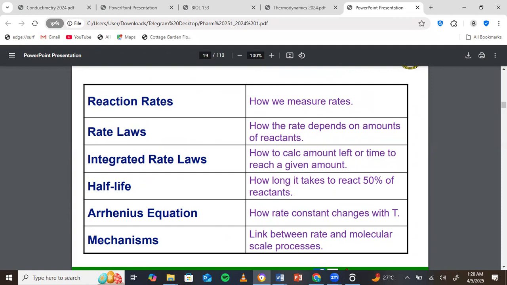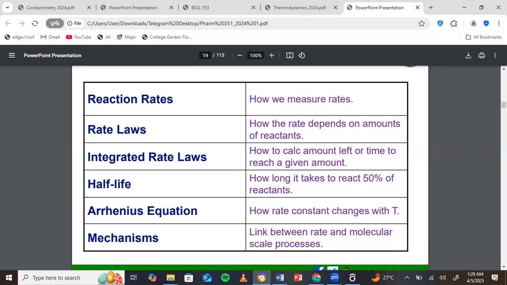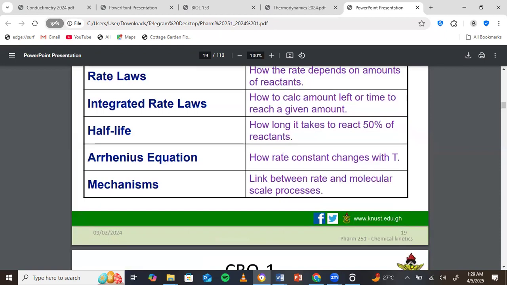Now, the rate laws help us measure how the concentration of reactants affects the rate, or how the amount of reactants affects the rate of reaction, right? If we look at the integrated rate laws, they help us to calculate the amount left or the time taken to reach a particular amount, right? Half-life is the time taken for half of the reactant to decompose or react.